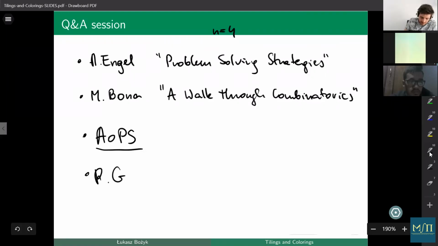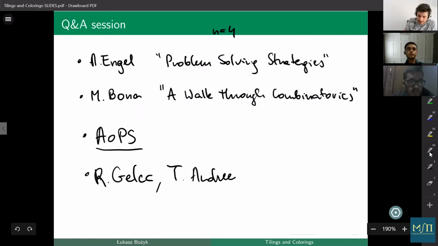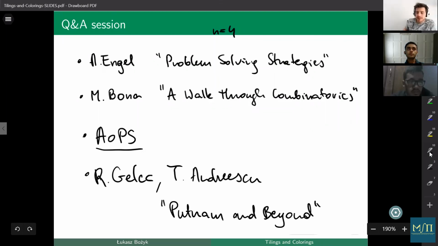Radovan, Putnam and Beyond. I think they do have Olympiad combinatorics, but it's oriented, I guess, towards academic competitions. So you will find there some analysis and linear algebra. Just forget about it and focus on combinatorics.